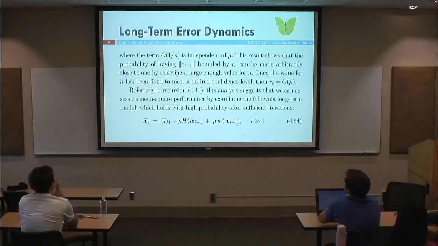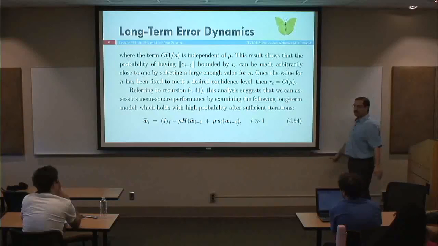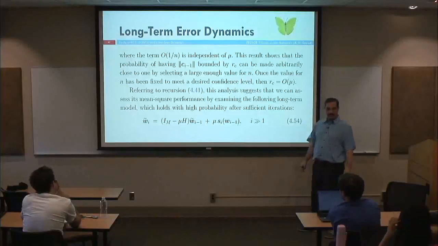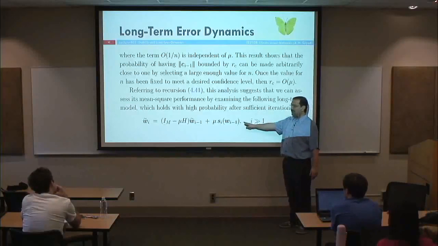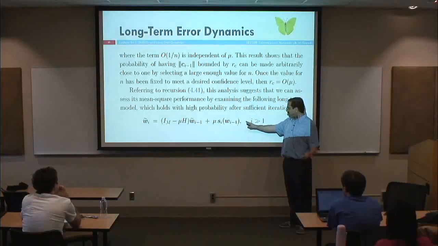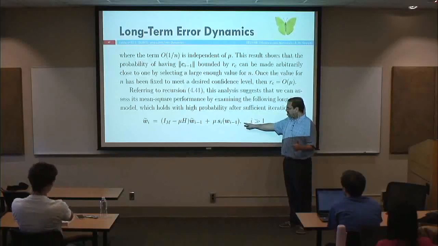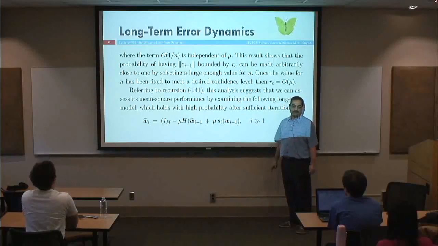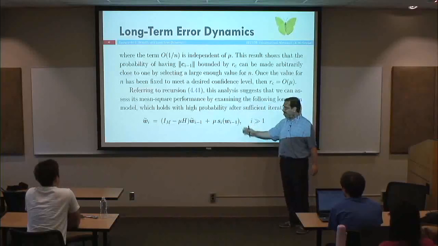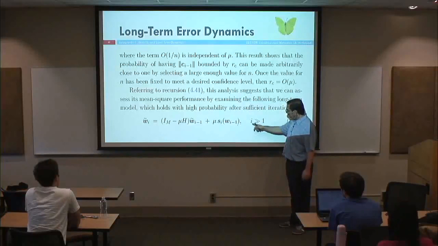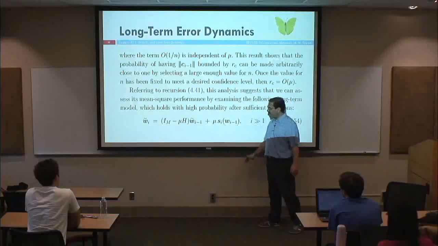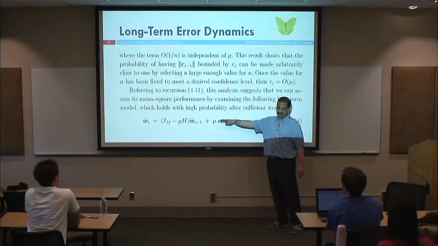So now let's go. What is the long-term model? I already introduced the long-term model to you. In the long-term model, I'm going to throw away C, because C is of the order of mu, and it's multiplied by mu, so that term is of the order of mu squared. With C, it's the exact evolution. Without C, it is a model.